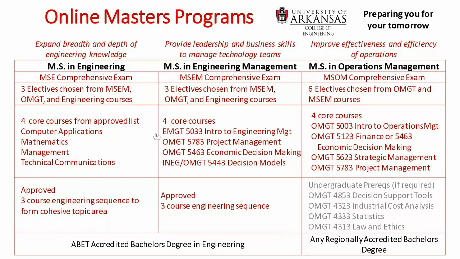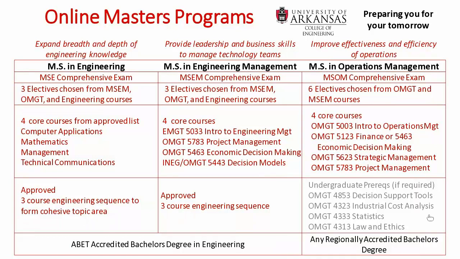And then if you're doing it in OM, you have our intro class, our finance, our strategic management, and our project management. And then you get to take a few more classes. For the MS in Engineering, you need a 3-course engineering sequence to form a cohesive topic area. And we're a big school, and we have a lot of stuff to offer. So I'm totally sure you'll find something that fascinates you. Same thing over here. And then to get your MS in OM, you need to satisfy your undergrad prerequisites and a whole bunch of other little courses down here.